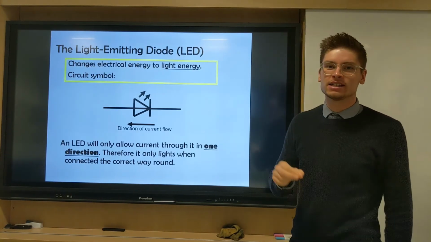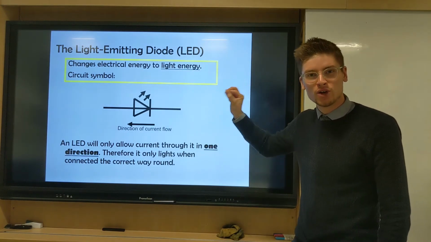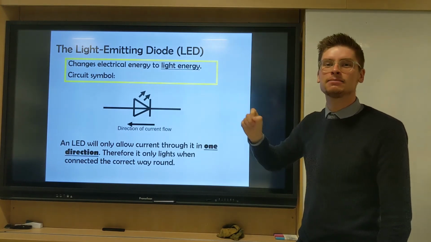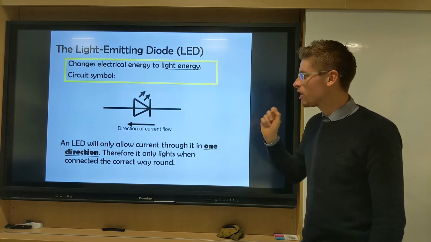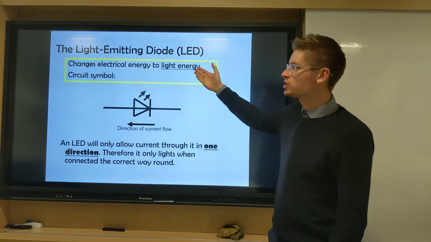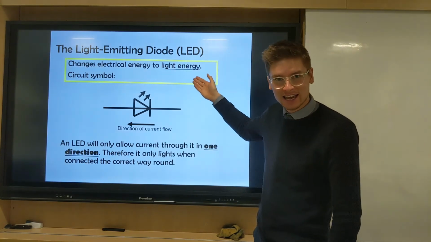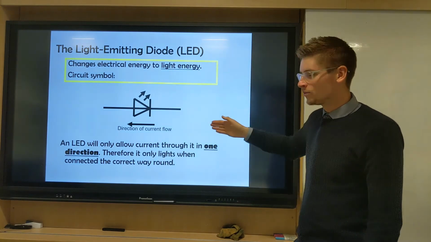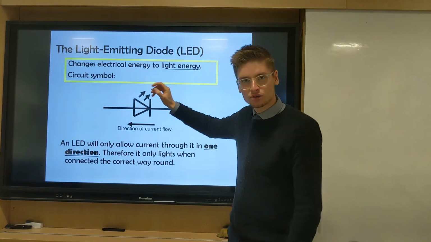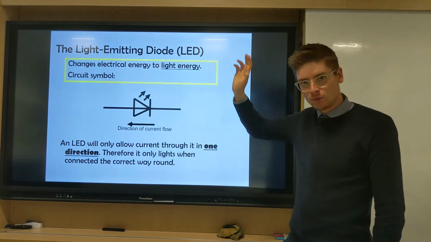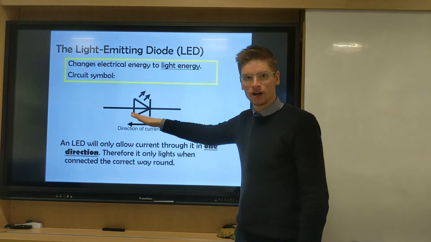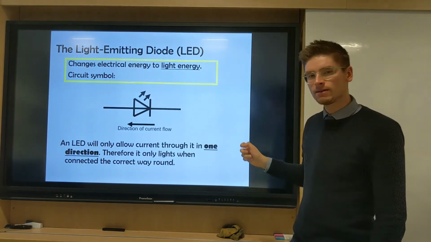And then we have LEDs. This is the most important one out of the output devices, an LED, a light emitting diode. LEDs are extremely important. They change electrical energy into light energy. Now, this is the symbol: two arrows pointing out the way, not in the way, out the way, and a line with a wee triangle. That's the symbol. Why is that important?